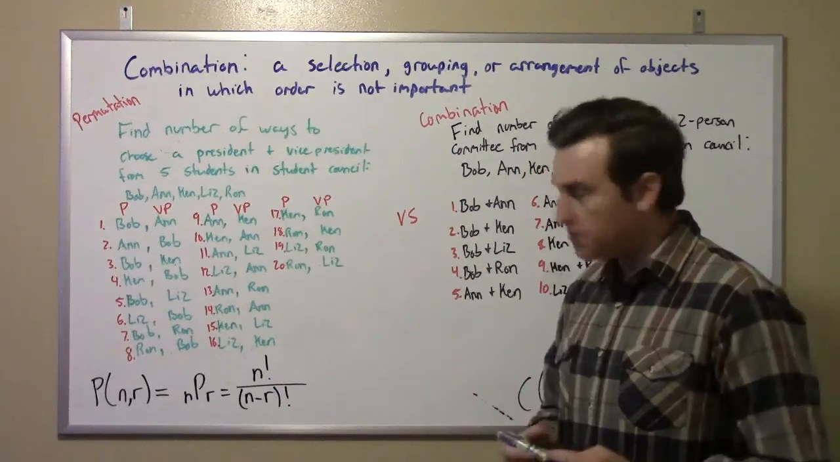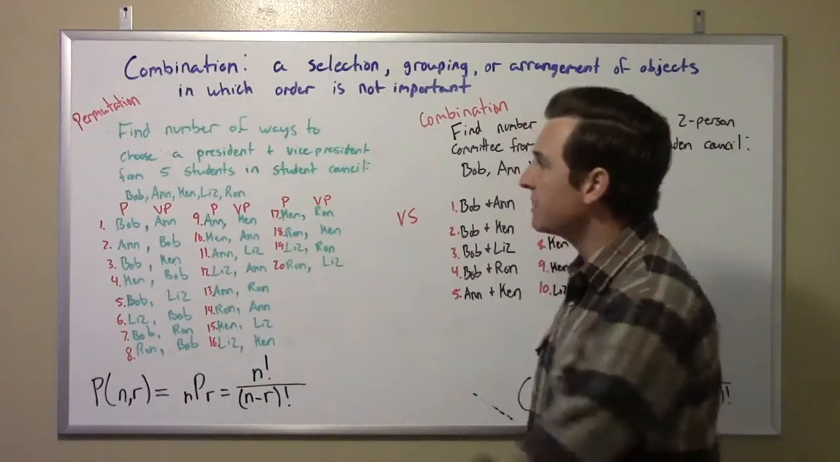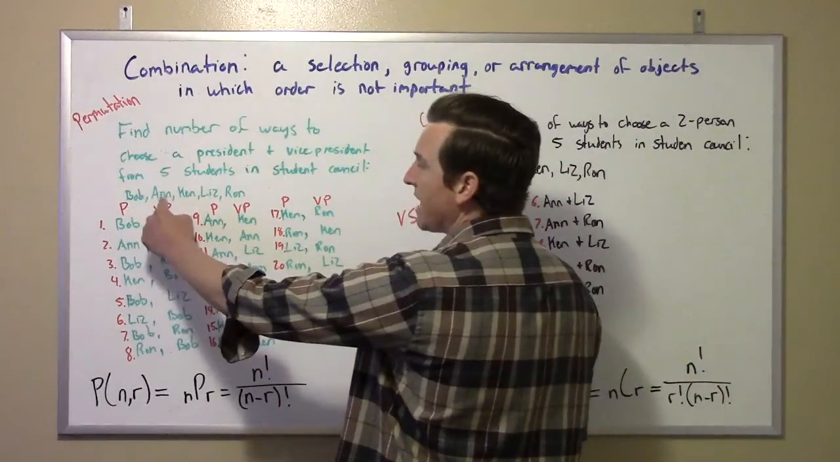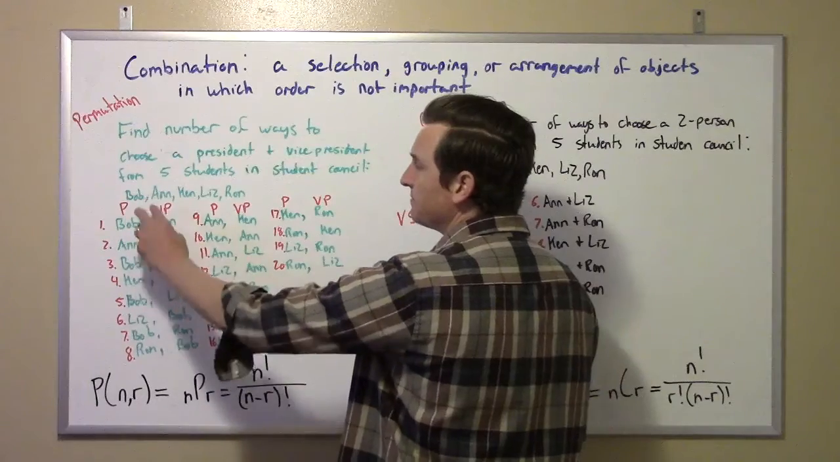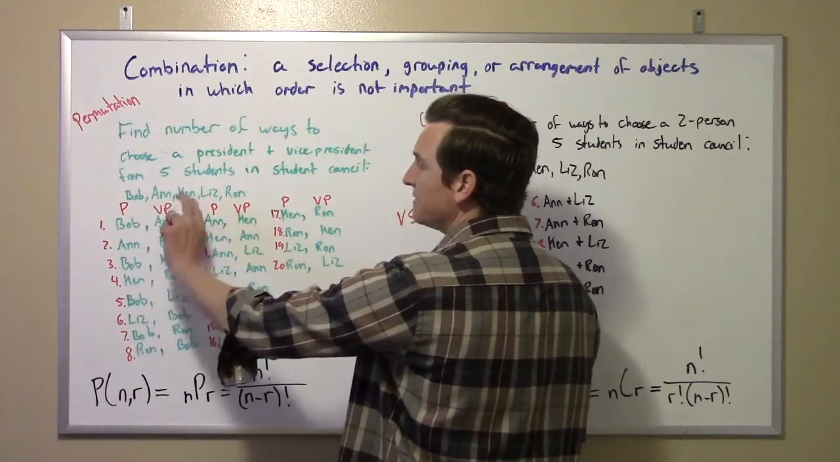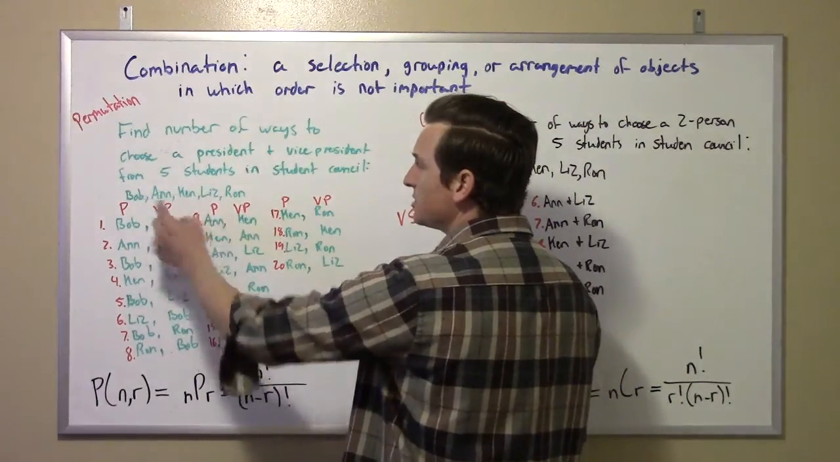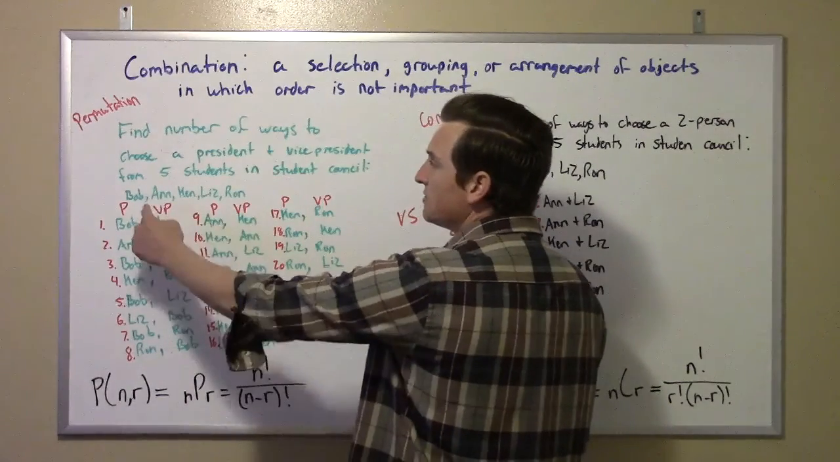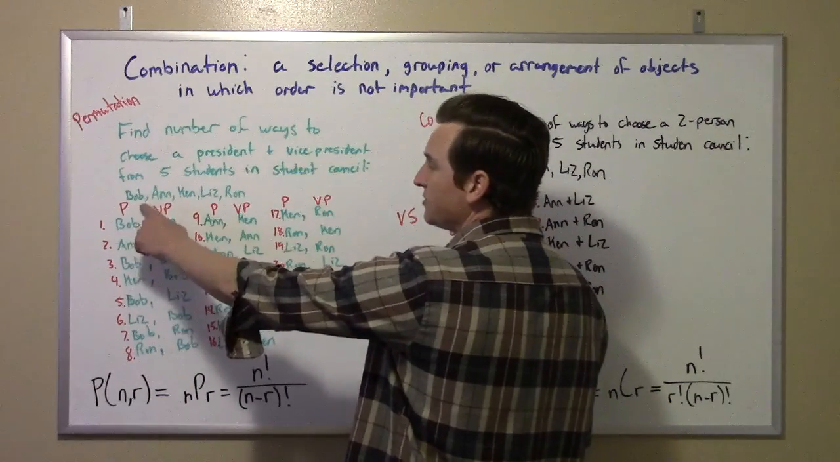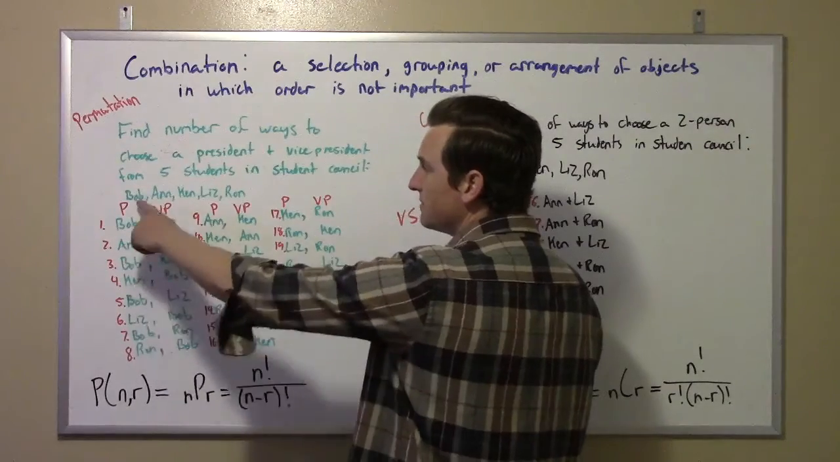And what I did to get those is I basically just went through systematically. I said, okay, I'm going to pair Bob with Ann and then switch them. Then I'm going to pair Bob with Ken, and then switch them. And then pair Bob with Liz, and then switch them. And then Bob with Ron, and switch them. So those are all the combinations where Bob is one of the people.